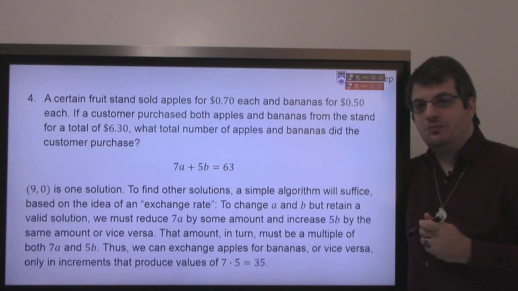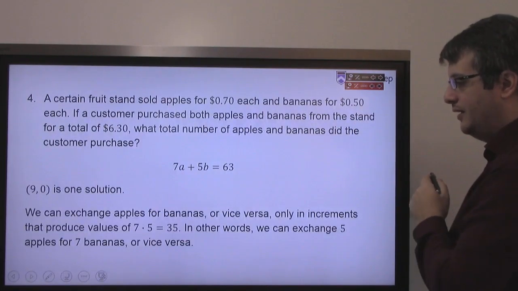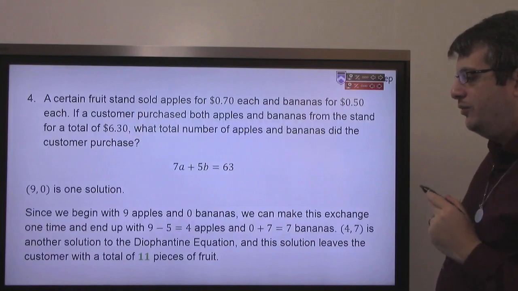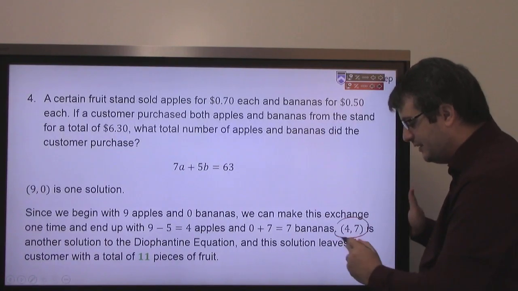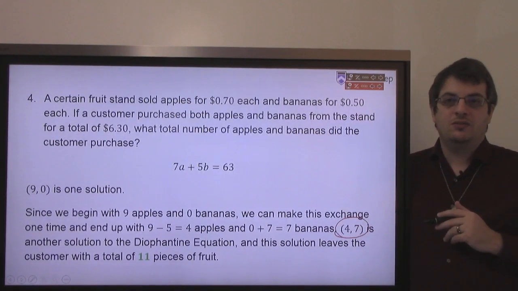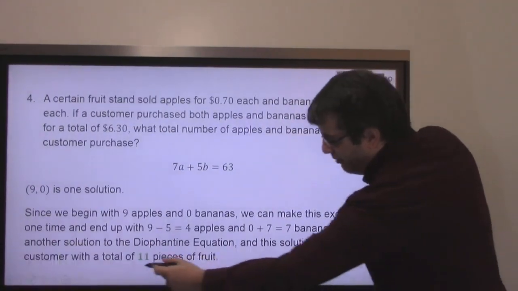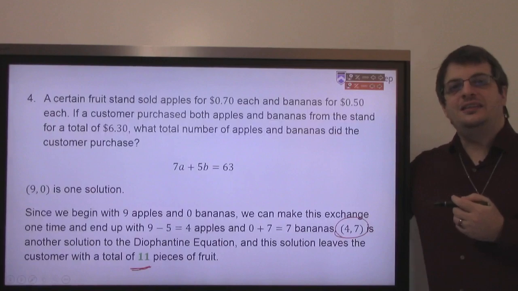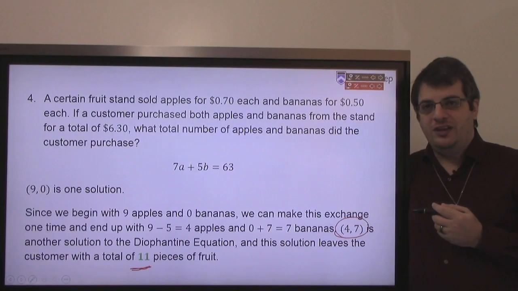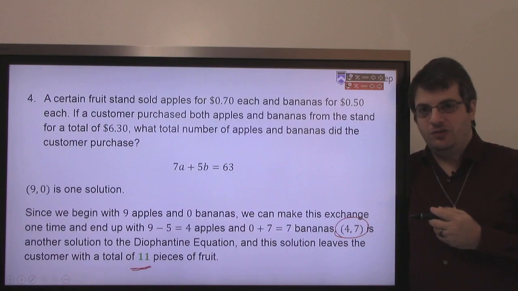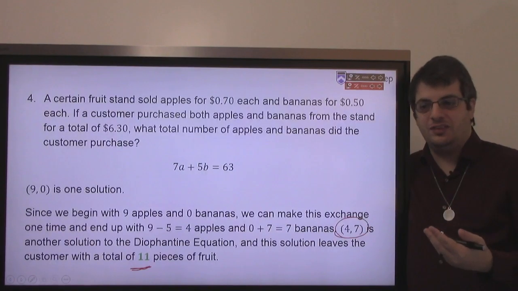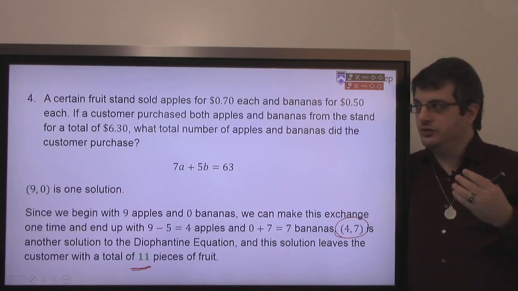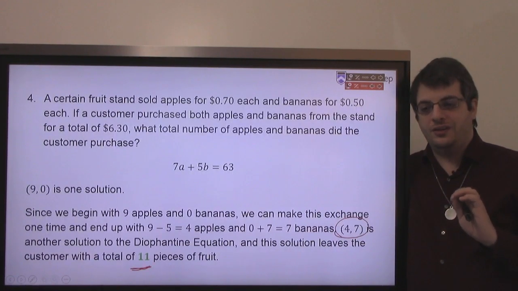In fact, as many times as I want, I can do that. And if I do that one time, I go down from 9 apples to 4. I come up from no bananas to 7. And I get this other solution, 4, 7, right? And that means I have 11 pieces of fruit. And that's how you do that question from the official guide. You find a solution, one that's very straightforward, one that is quote-unquote easy, because it's just, hey, 63 is a multiple of 7. And once you find a solution, use this exchange rate idea to produce all the other solutions.